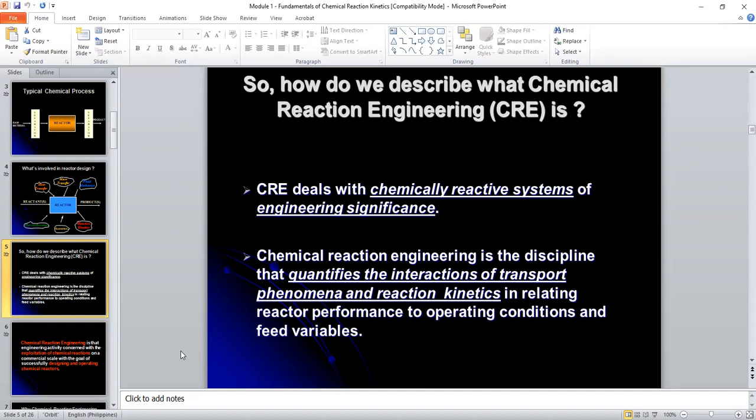of importance or significance. Now, chemical engineering can also be defined as the discipline that quantifies the interaction of transport phenomena and reaction kinetics in relating reactor performance to operating conditions and feed variables. Now, relating reactor performance to varied operating conditions and feed variables is discussed at the latter part of the course. Okay, it's part of the reactor design.